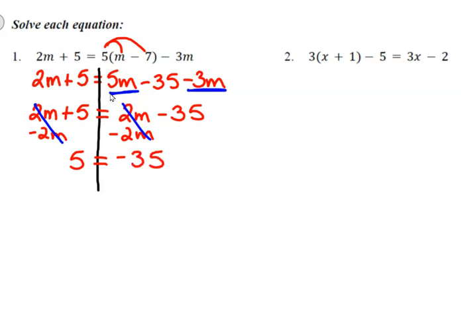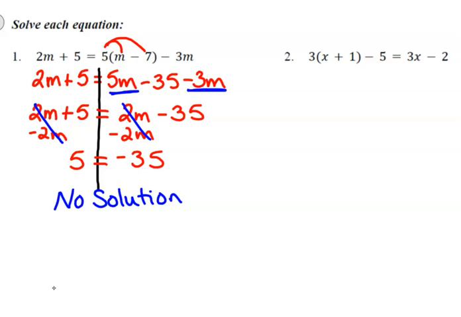So all of my letter m's disappeared. I look at my leftovers. 5 equals negative 35. Well, that doesn't work. Those are different numbers. That means this problem has no solution. And so that's what I write at the end. So that's an example where the two numbers are different, and so my final solution is no solution.